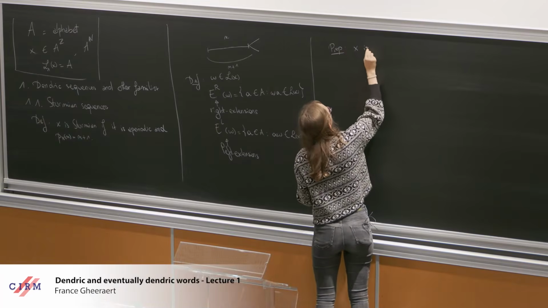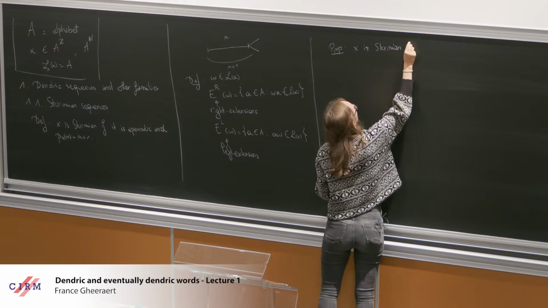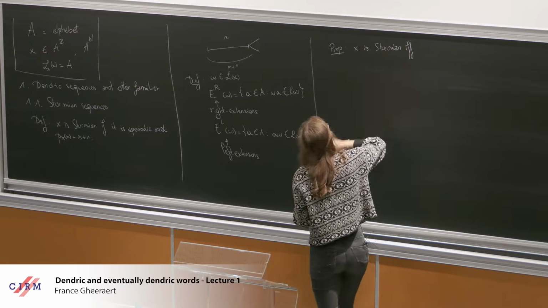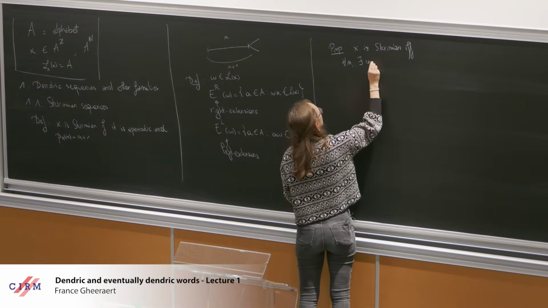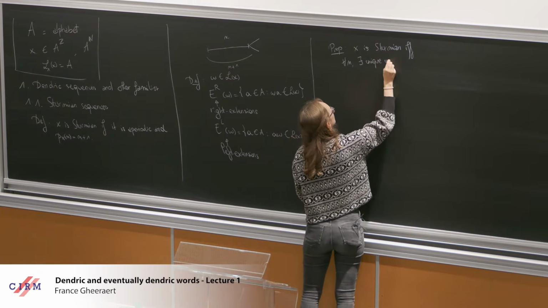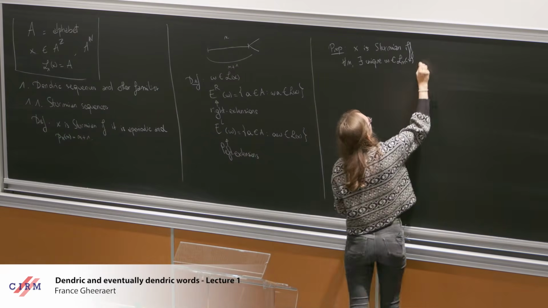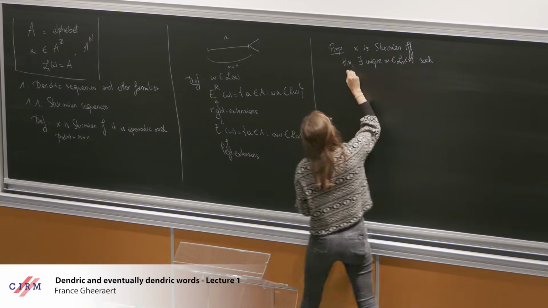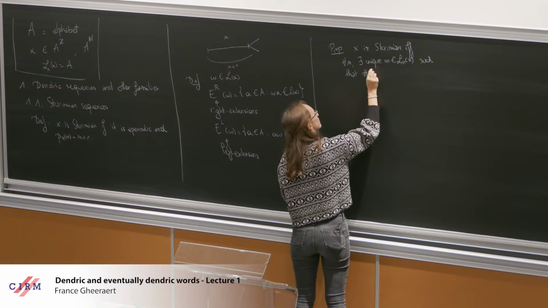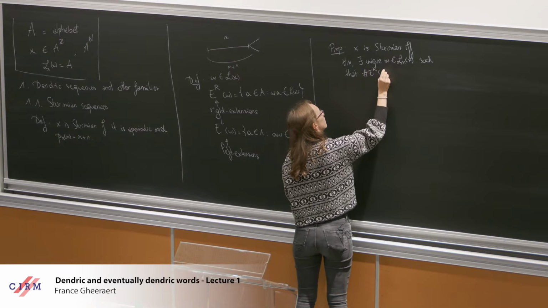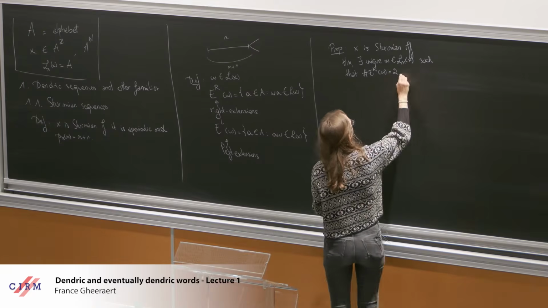So X is Sturmian if and only if for every n there exists a unique word W of length n such that the number of right extensions is equal to 2, and for all the others, the number of right extensions is equal to 1.